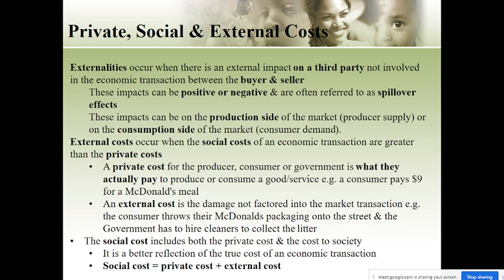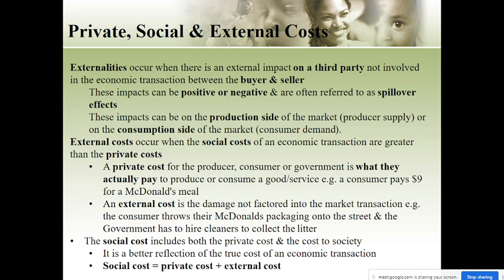Remember one thing, we are using the first term, this is known as spillover. Spillover, what does it mean? If buyer and seller are going to exchange something, there is something that has a position as a third party, but it will impact that particular transaction. That effect could be positive and it could be negative. This is known as spillover.